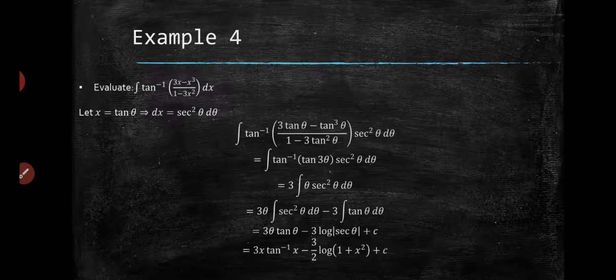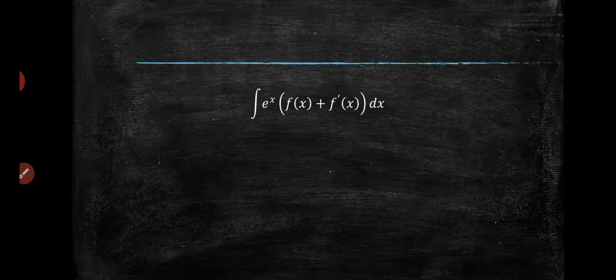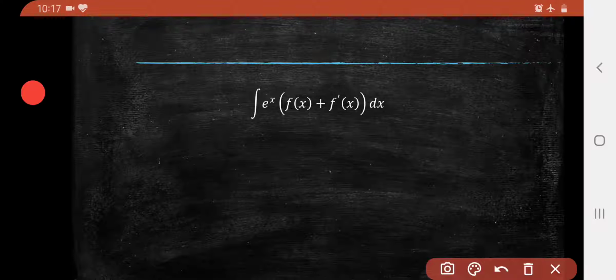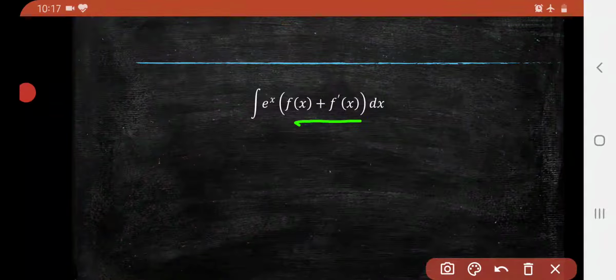Next, number 5, or before number 5, we have a different kind of integration, and let us first understand how that different kind of integration works, and then we will go into the next problem. So let us consider a problem where we have e to the power x into fx plus f dash x, means e to the power x is multiplied with the sum of a function and its derivative. If this is the situation we are having, how to deal with this?